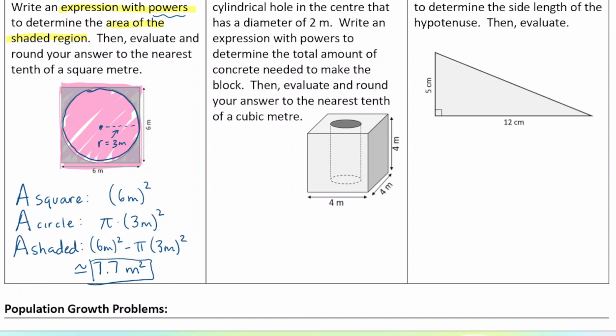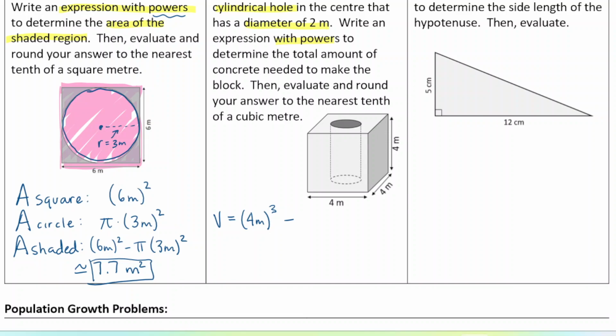Okay, let's try this one. It says a concrete block is created with a cylindrical hole that has a diameter of 2. Write an expression with powers to determine the total amount of concrete needed to make the block. So we want to do essentially the volume of the prism minus the volume of the cylinder. So the volume of the prism would be 4 meters times 4 meters times 4 meters, length times width times height. So it would be 4 meters cubed. And now we want to subtract the volume of the cylinder.